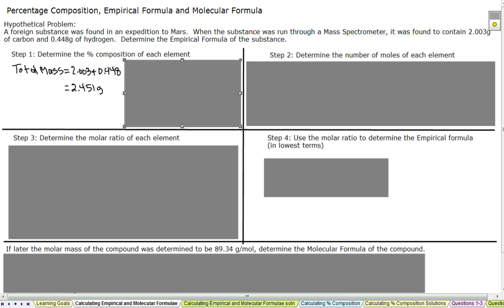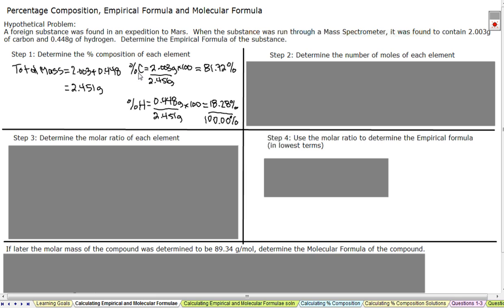And using that total mass, we can then determine the percentage of carbon and the percentage of hydrogen. As you can see here, we take the mass of carbon that was given, 2.003, and we divide it by the total mass, multiply it by 100 to get a percent. This is the same thing you do when your teacher gives you your test score and they say you got 42 out of 50. So you take that 42, you divide it by 50, multiply it by 100, boom, you get your percentage. And so we're doing the exact same thing.